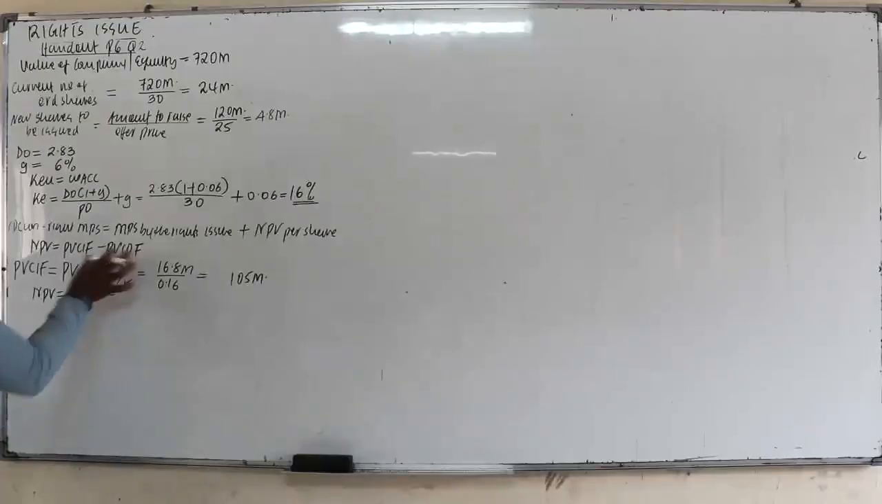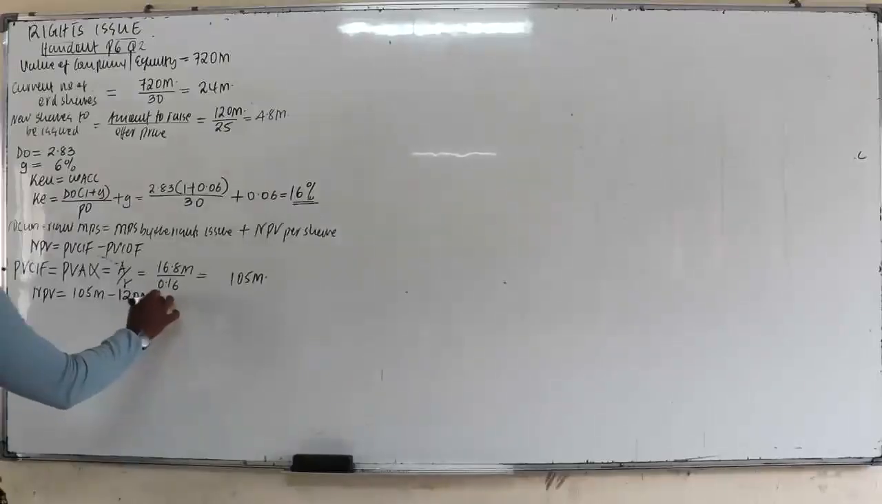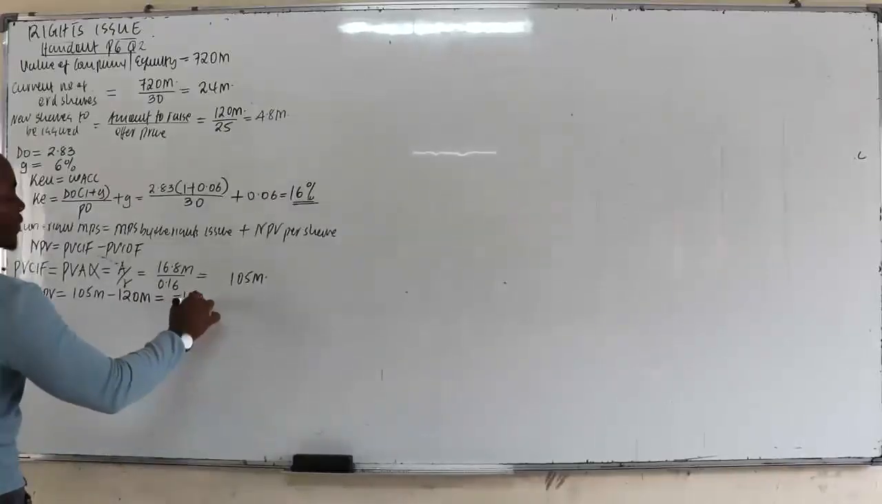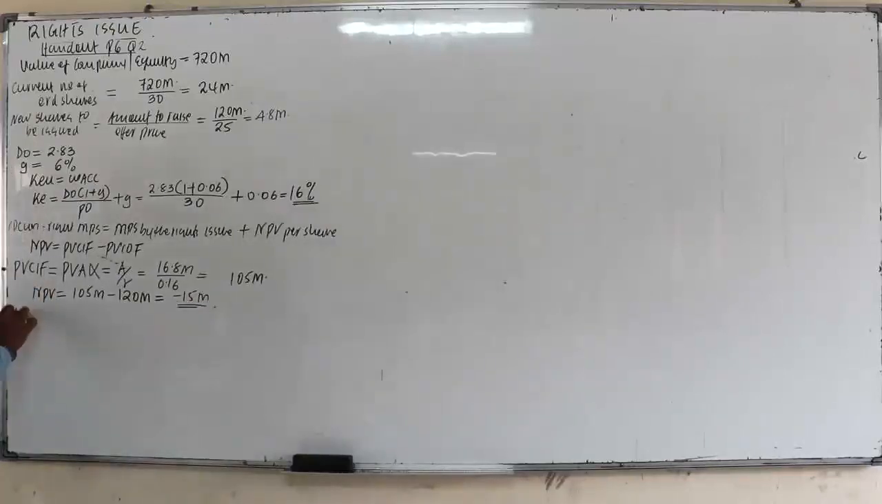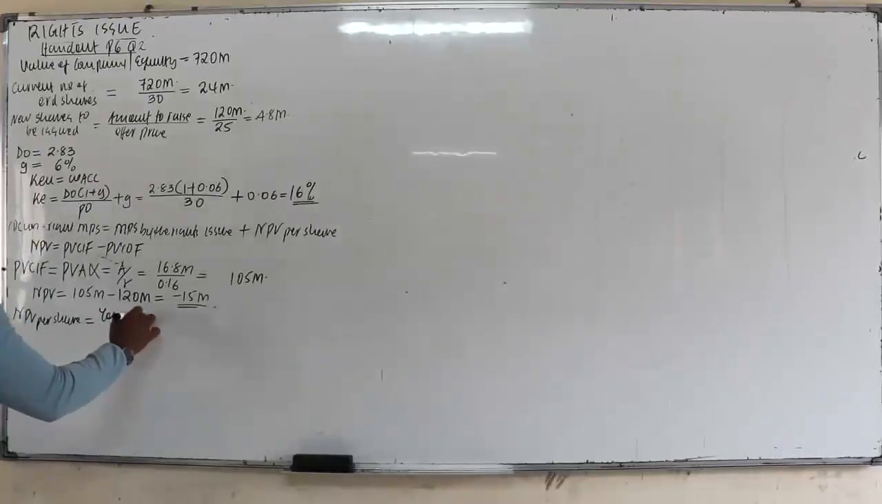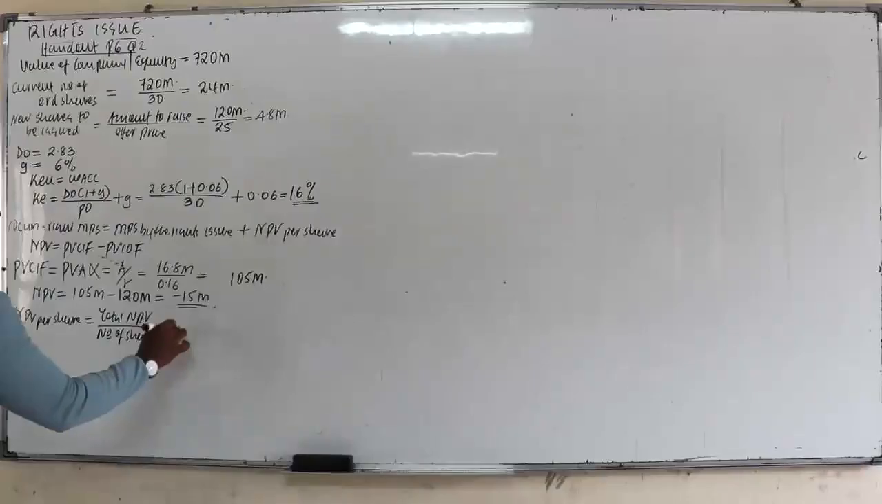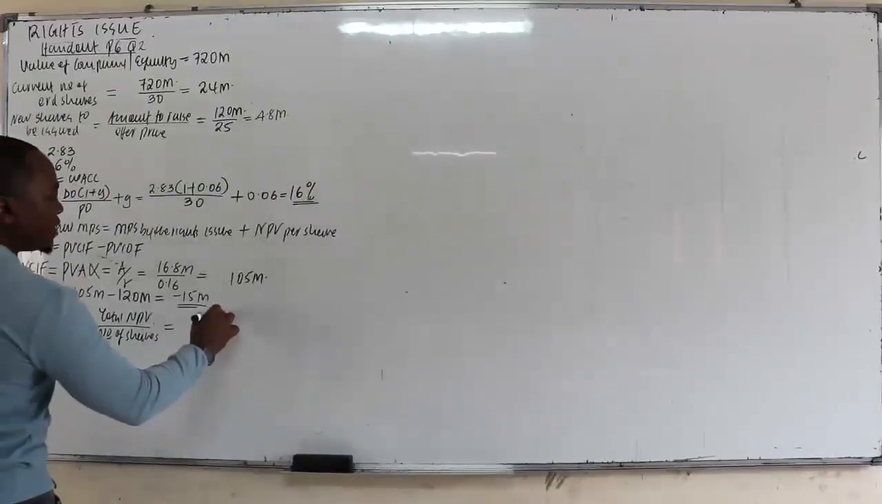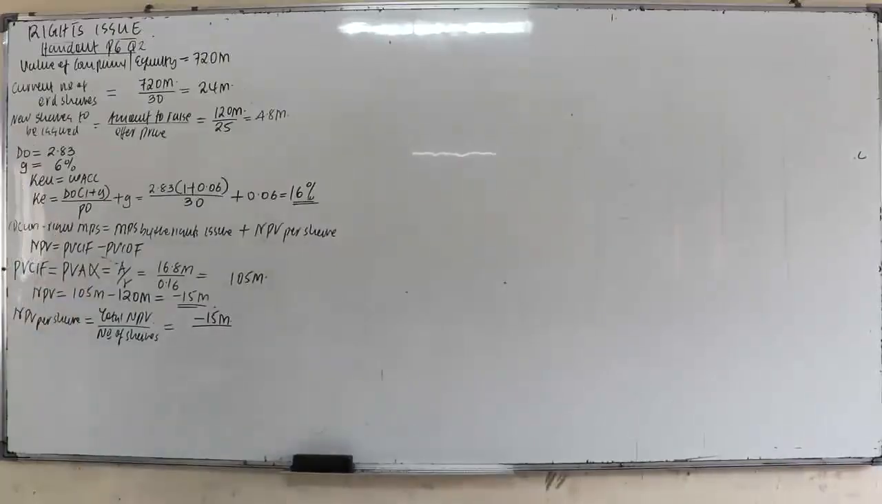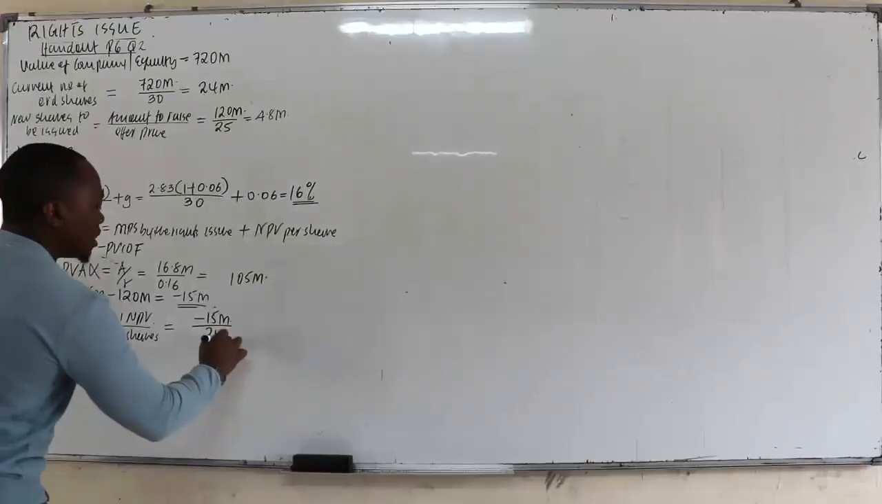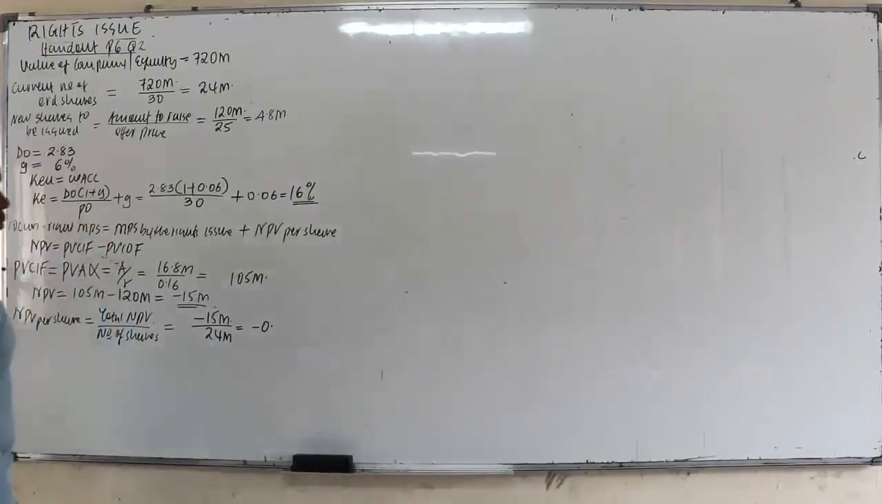So therefore, to get NPV, you take the present value of cash inflow, which is 105 million, minus the present value of cash outflow. How much is the present value of cash outflow? Investing 120, and you have negative 15 million. So therefore, we need to get the NPV per share. To get the NPV per share, we take the total NPV and divide by the number of shares. The total NPV we have is negative 15 million. How many shares do we have? 24 million shares. Good. So we get negative 0.625.